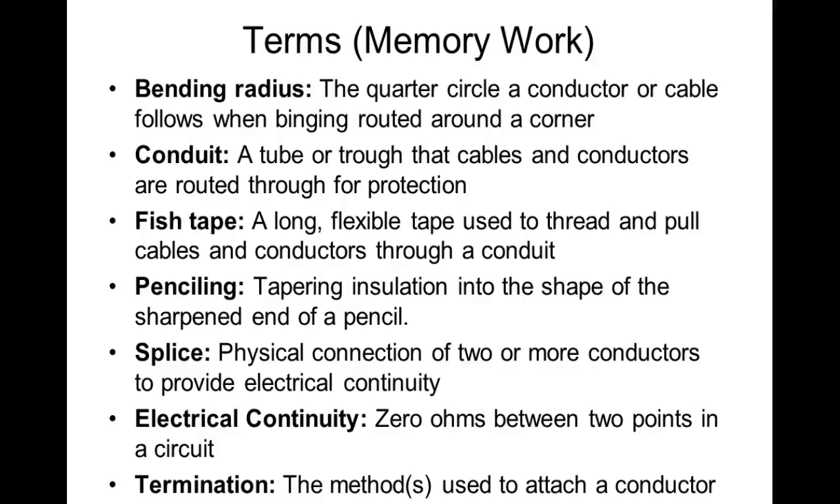Some of the terms we're looking at are bending radius, conduit, fish tape, penciling, splice, electrical continuity. We use the term continuity a lot. Usually when we use the term continuity, it means we have 0 ohms between 2 points in a circuit, right? Understand that, or close to it. Most of the time our meter will show something, even if it measures the meter leads.